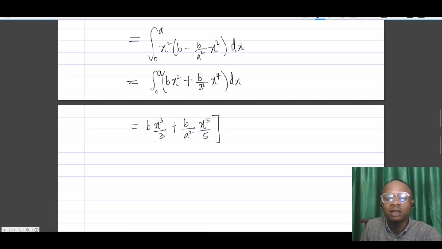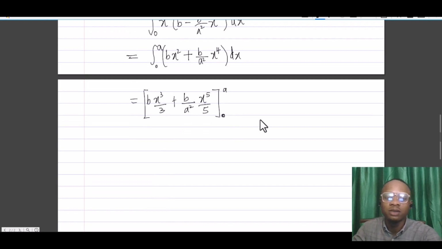So that is the integral. Then we know this should be evaluated from 0 to a, okay. And how does that work? We will substitute x equals 0 and write down the result, substitute x equal to a and write down the result.